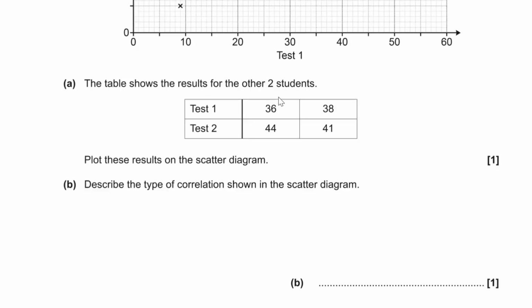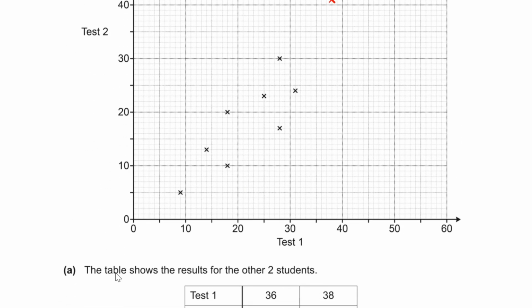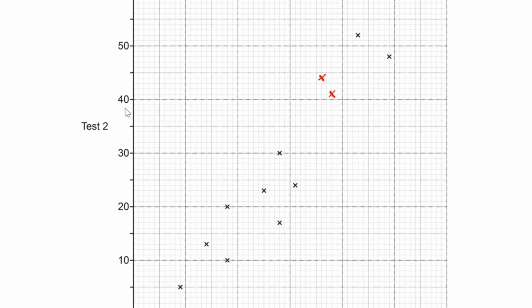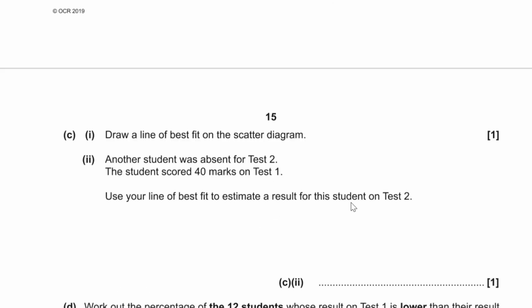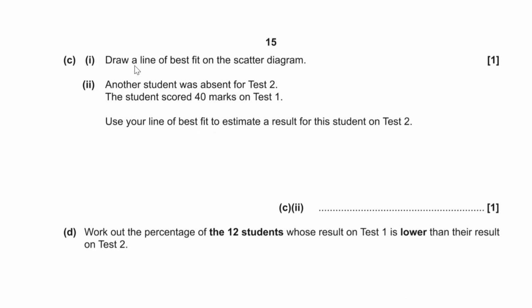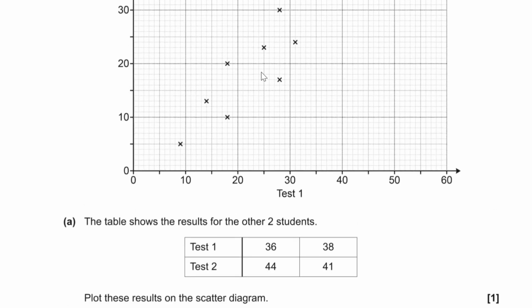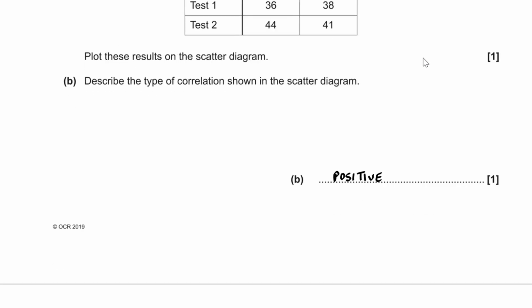type of correlation shown in the scatter diagram. Well, as you can see, as test 1 increases, the other also increases, and therefore you can see we'd have a positive correlation. And now for the first part of part C, we have to draw a line of best fit on the scatter diagram. So for a line of best fit, we want to go through as many points as possible, so we'd have something like this for the line of best fit.